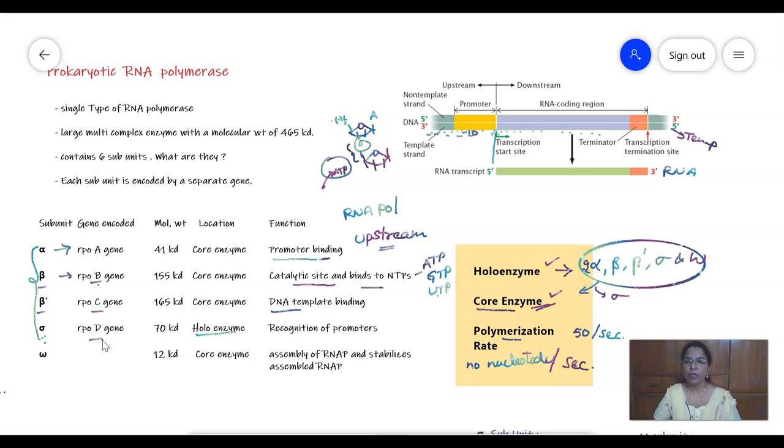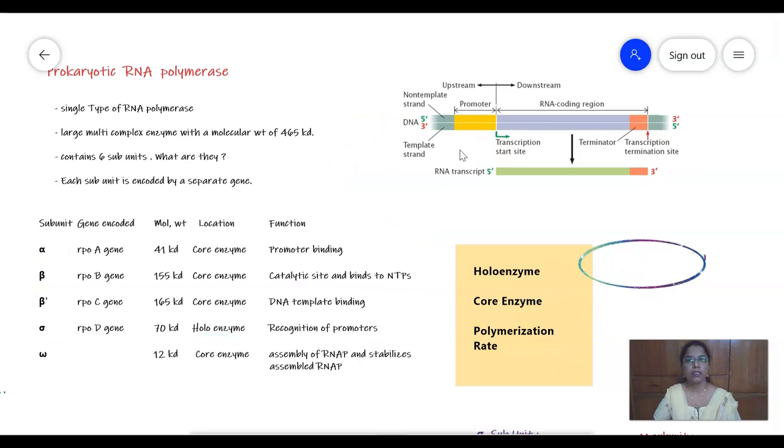The sigma subunit is encoded by the RPOD gene, and it is the part of the holoenzyme which is required for the recognition of the promoters. If this is the template strand, the promoters are present upstream, as I told you. Here the RNA polymerase binds to the promoter sequences. For the binding of the RNA polymerase, the promoters have to be recognized. For the recognition of the promoters, the sigma subunit is very useful. So the sigma subunit helps in the recognition of the promoters.